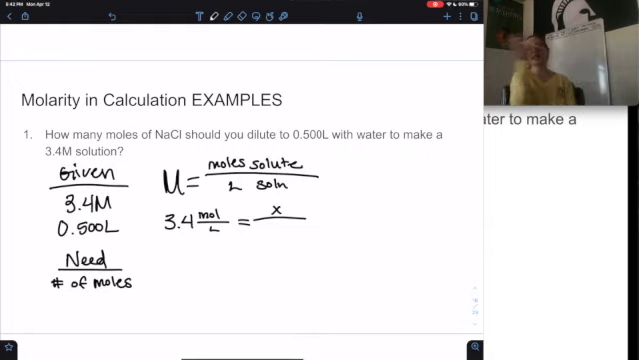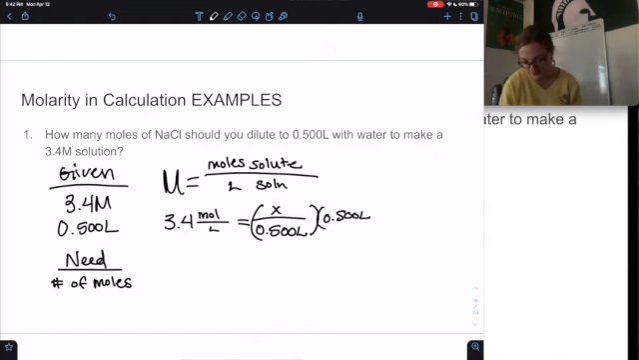You can use any letter, any variable, anything you want to hold that place, as long as you remember that X means moles of solute. I'm going to go ahead and put my X there. And then I need the amount of liters of solution in the denominator, which is going to be 0.500 liters. So what I can do from here is go ahead and solve for x. So I have to clear out that denominator of half a liter. So I'm going to go ahead and multiply both sides by 0.500 liters.